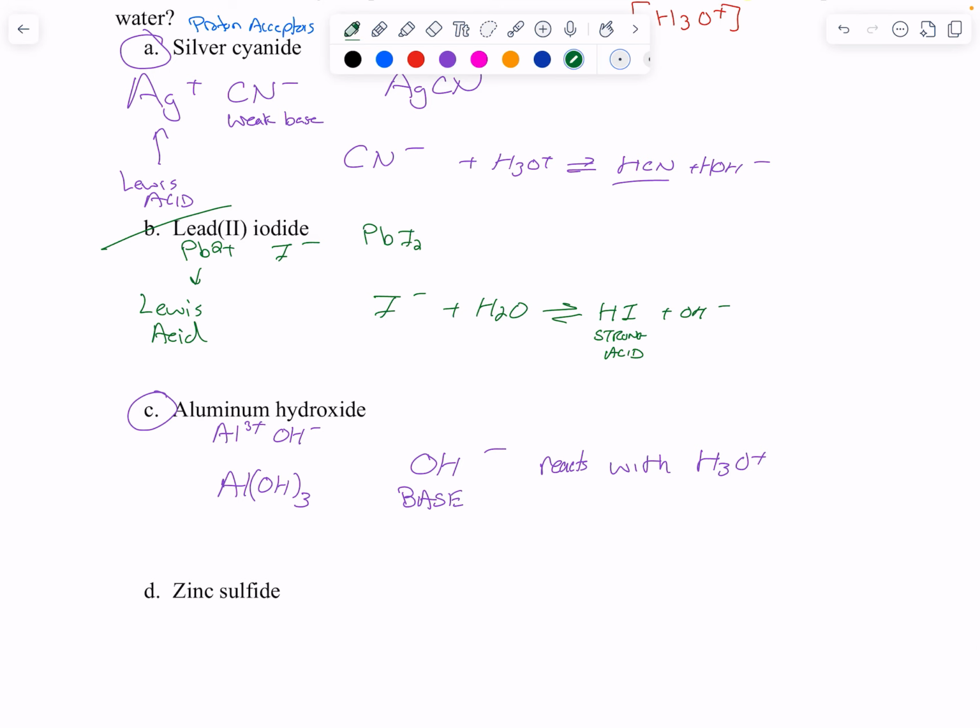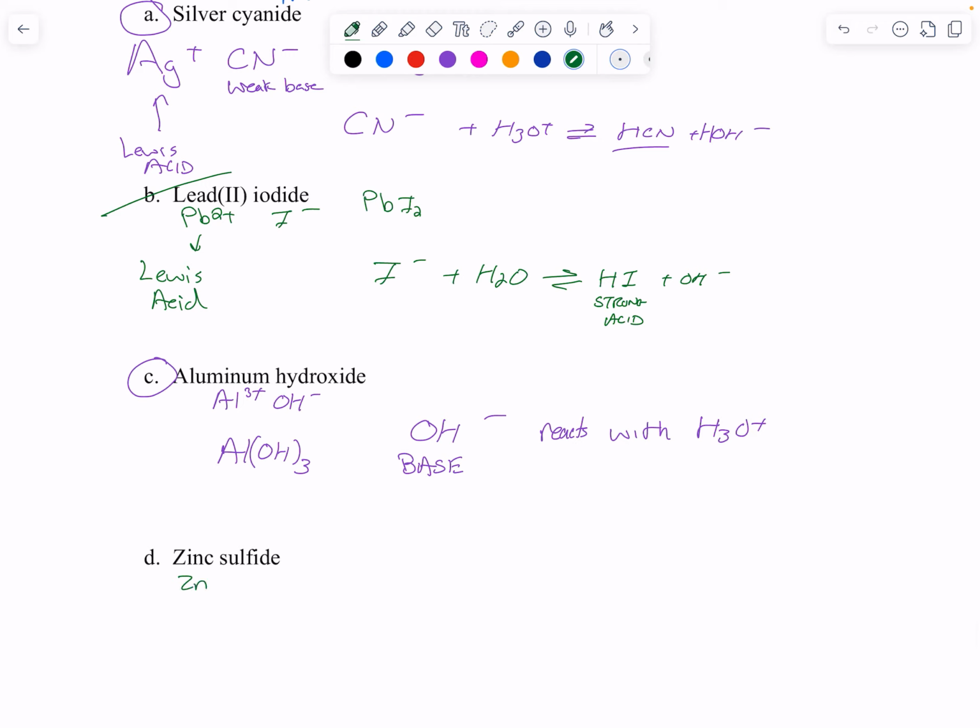Zinc sulfide, last one. Zn2 plus, S2 minus, ZnS. Again, zinc is a Lewis acid, a metal cation. S2 minus plus H3O plus. Will this work? Will this get HS minus and H2O? Well, yeah, this is a base. So D is also more soluble. All right, so what's not is the question.